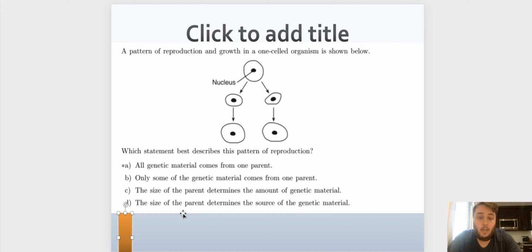Every other option here is incorrect. This is the only one that works because there is one parent. Whenever you see a question like this, always look to the top and see if there is one cell or two cells. If you see two cells, one of them will likely be shaped differently, and that represents the sperm, while the circle represents the egg. In that case, it would be sexual reproduction, so this answer would not be correct. It would be this one: only some comes from one parent and some comes from the other parent. But because there's only one parent here, all of the genetic info has to come from it. All right, let's do one more.